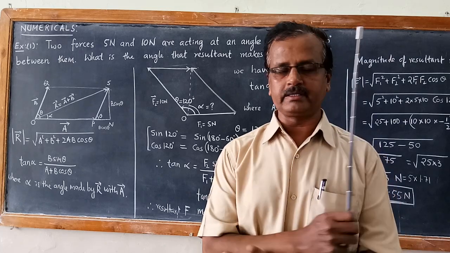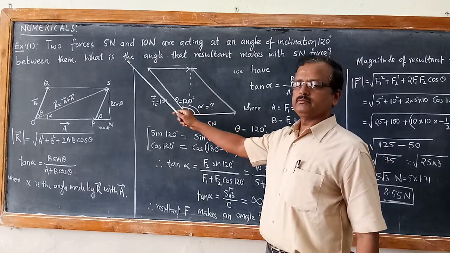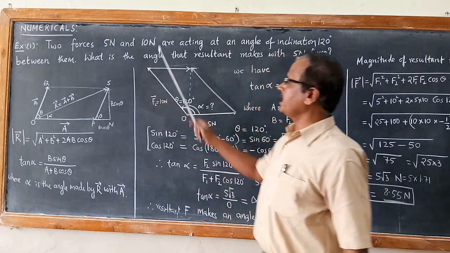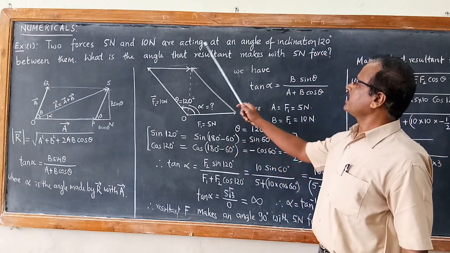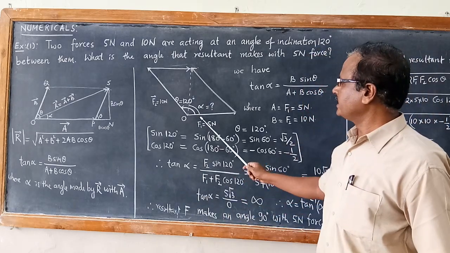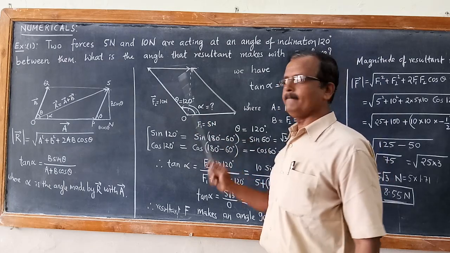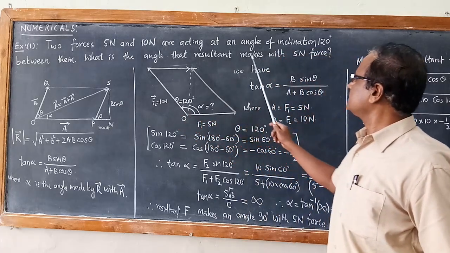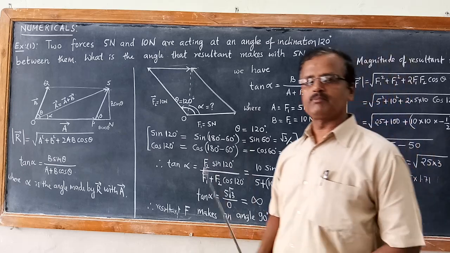of the resultant vector. Now let us see a numerical problem. Two forces, 5 Newton and 10 Newton, are acting at an angle of inclination of 120 degrees between them on a body. What is the angle that the resultant makes with the 5 Newton force? So look at the problem once again.